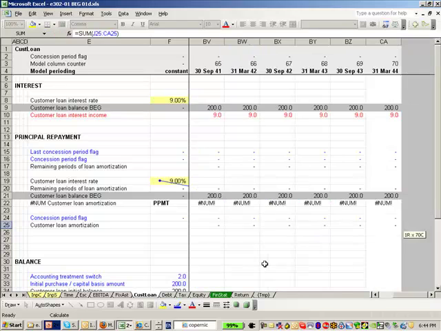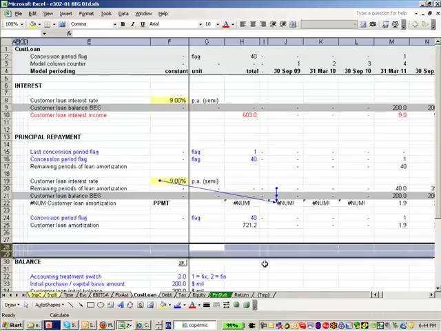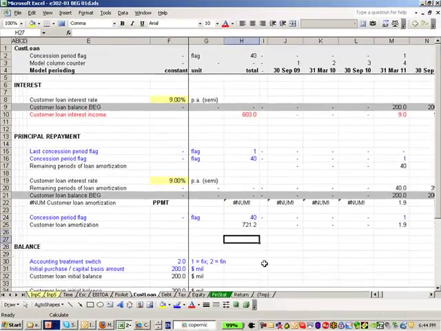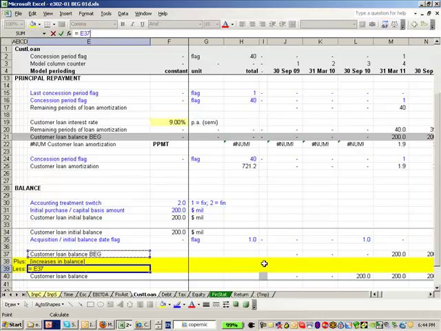Now, we do a row total on this. We have a number that's not particularly compelling because we have a $200 million customer loan. We're not expecting to repay or amortize $721.2 million here for our row total. But of course, it's nonsensical until we actually show that balance reducing over time.